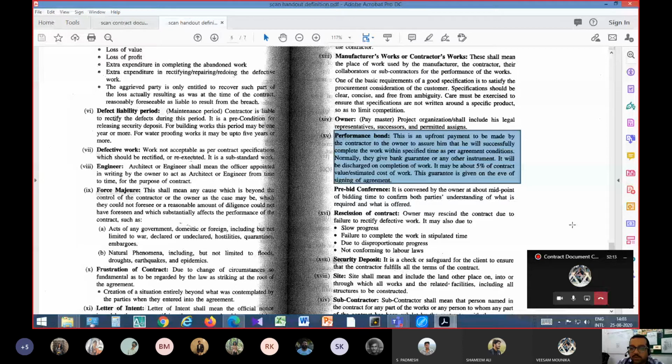There is something else which we will come to, but for the timing, remember that this performance bond is generally paid after or during the signing of the contract, and it is kept with the owner or the architect till the completion of the work, and it may be about 5% of the contract or 5% of the total estimated project cost.